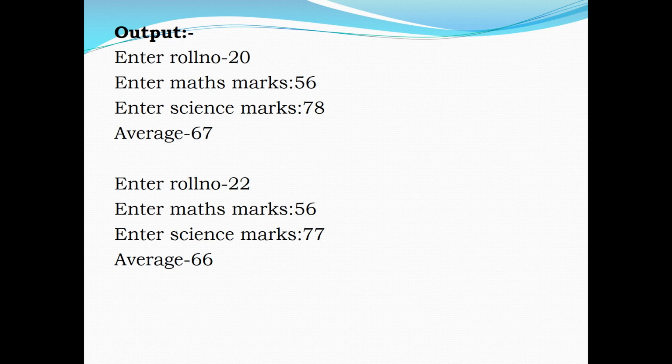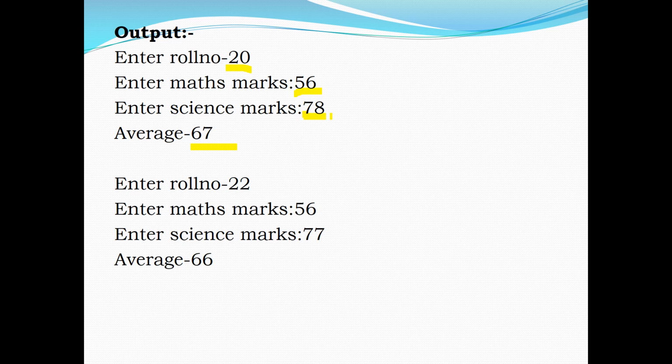First we have entered the roll number. Roll number is 20. And I have entered the marks. Mathematics marks is 56 and enter the science marks as 78, and we have calculated, as you know, 56 plus 78 divided by 2. Once we divide by 2, my average is found.